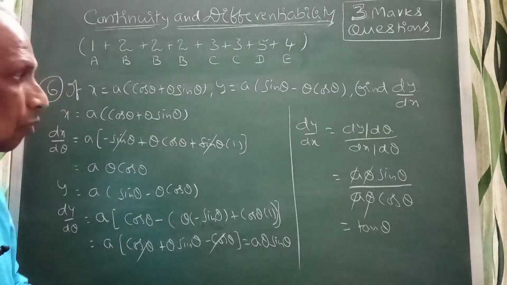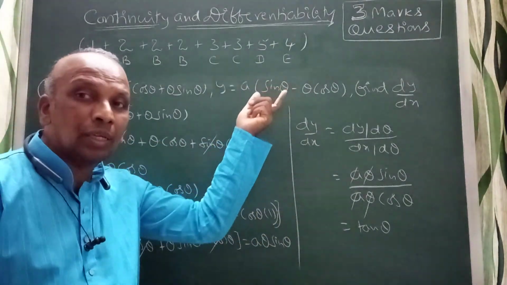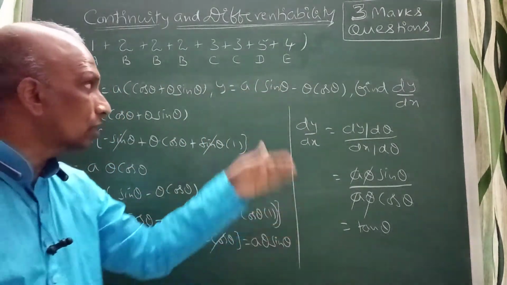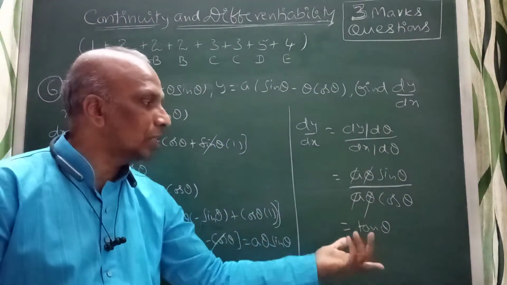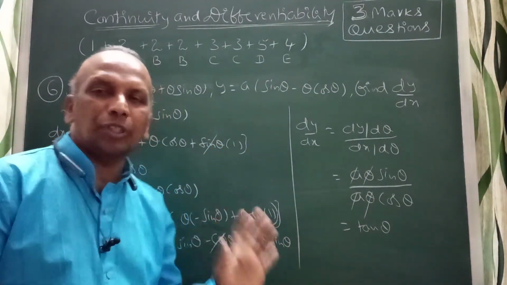You can do one thing. When you are doing this problem, first find dy by d theta, next find dx by d theta, then you can write dy by d theta divided by dx by d theta. The answer is tan theta.